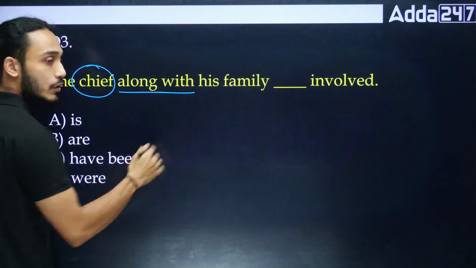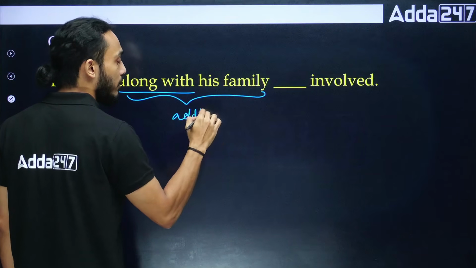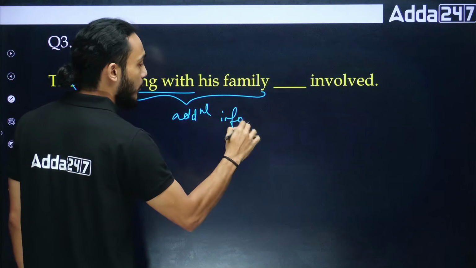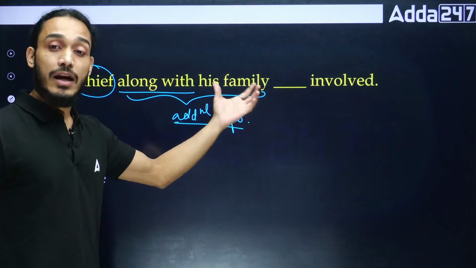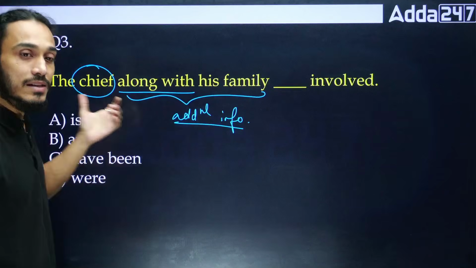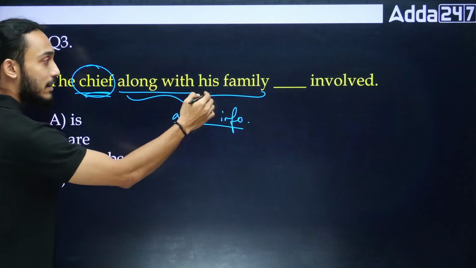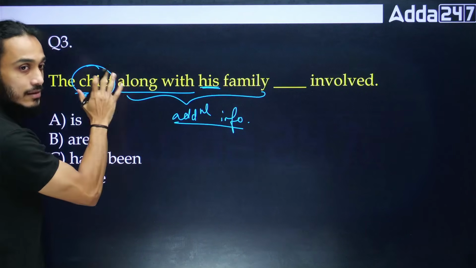When we say along with or together with, we are just providing additional information, like who did the chief go with, or who is the chief involved with. So it is just additional information. There, we are not adding a new subject. So this word family is not a subject in the sentence. The only subject in the sentence is the chief. Along with his family is basically information about the chief only. So therefore, this is the only subject in the sentence.